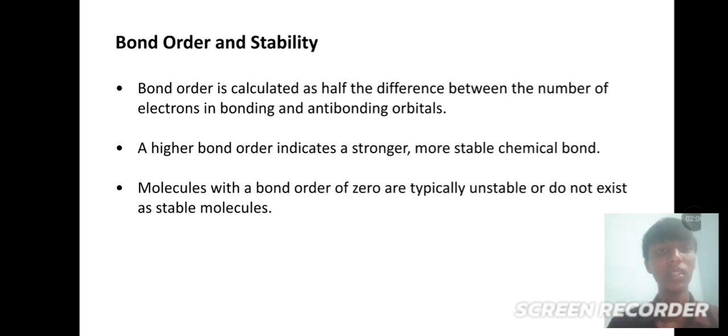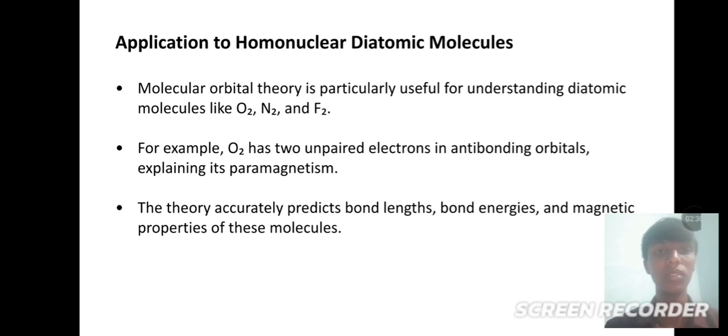Bond energy and stability. Bond order is calculated as half the difference between the number of electrons in bonding and anti-bonding orbitals. A higher bond order indicates a stronger, more stable chemical bond. Molecules with a bond order of 0 are typically unstable or do not exist as stable molecules.